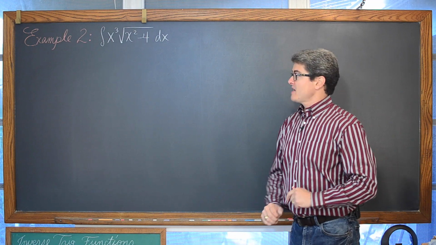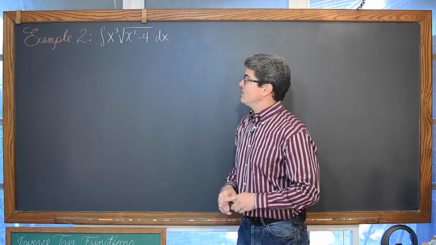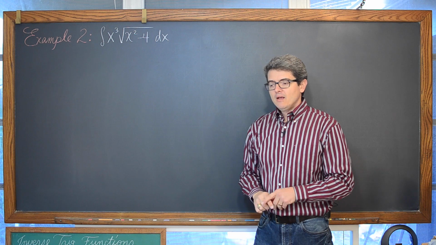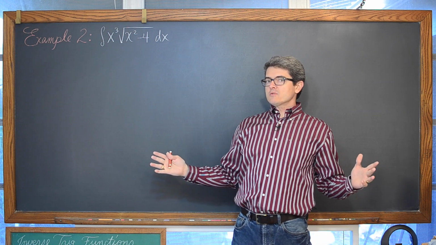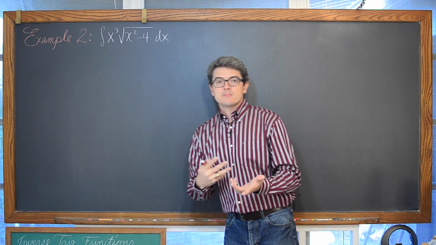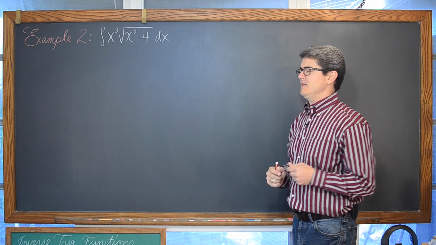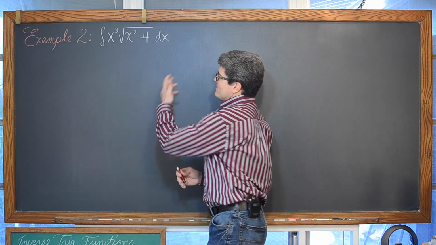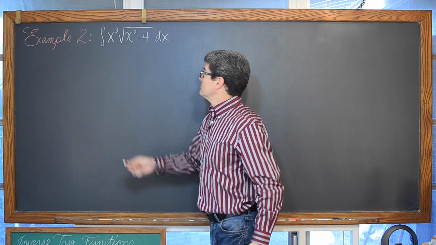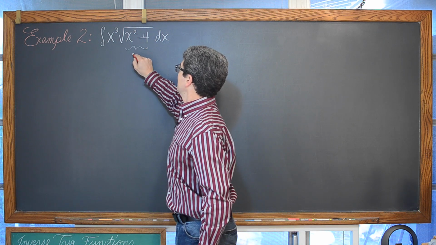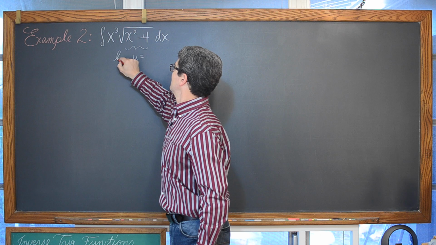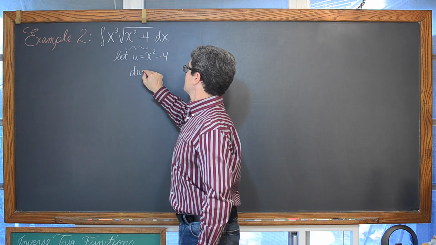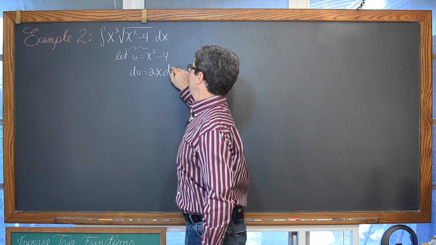Now for our second example, we have the indefinite integral of x cubed times the square root of x squared minus 4 dx. And just because we're studying integration using trig substitution doesn't mean every single problem is going to need that, right? So make sure you check the easy stuff first. Maybe this is just a u substitution. You know, let's let u equal x squared minus 4, then du is going to be 2x dx.